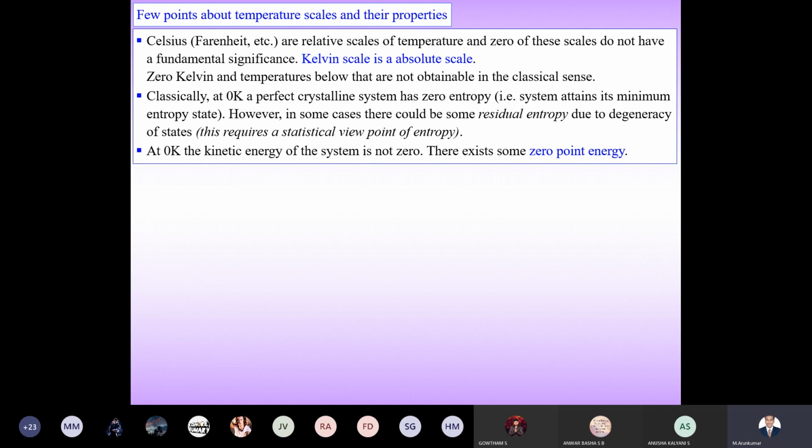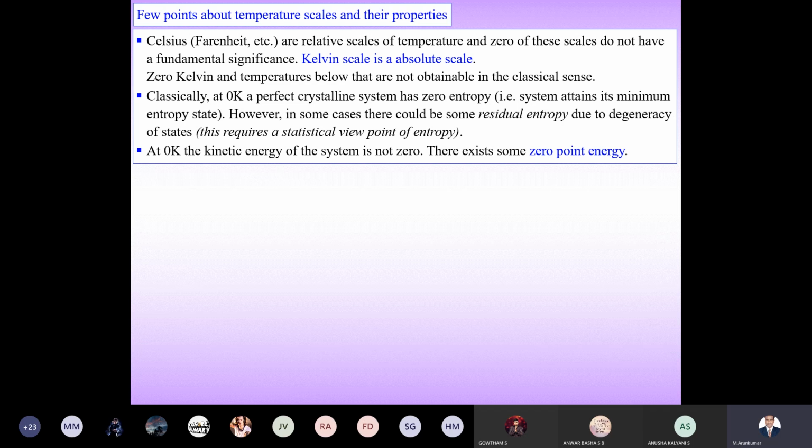So 0 Kelvin is a perfect crystalline system, right? Before this 0 Kelvin, there is no system possible. This is a perfect crystalline system. At 0 Kelvin, the kinetic energy of the system is not 0, but there is some kinetic energy available. There exists some zero point energy. So people will call this zero point energy.